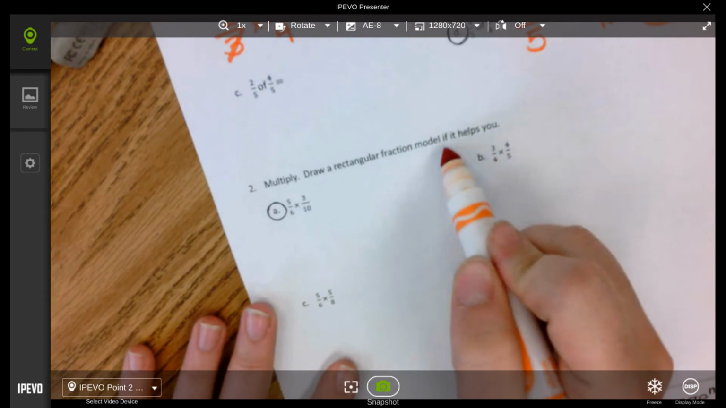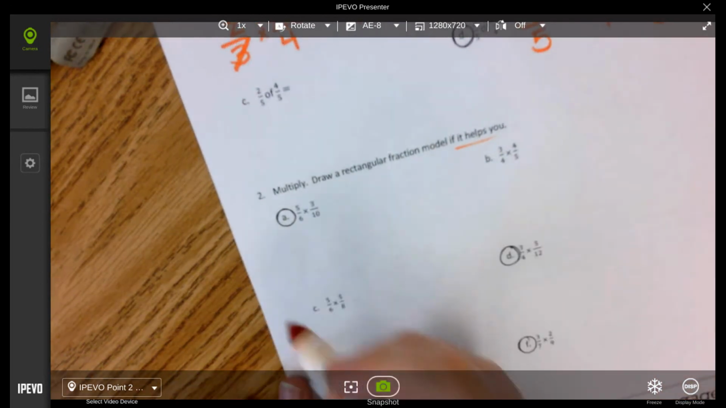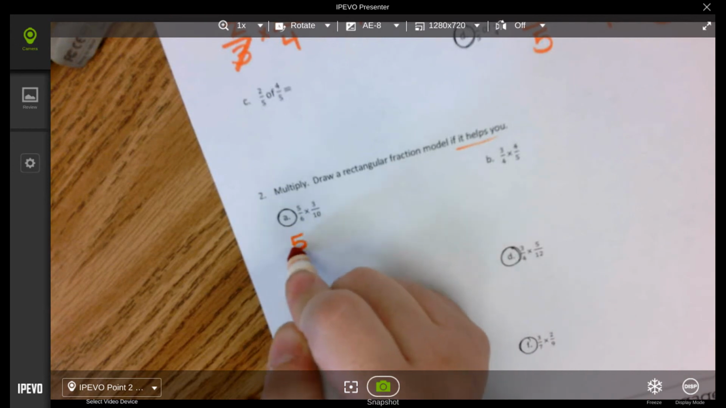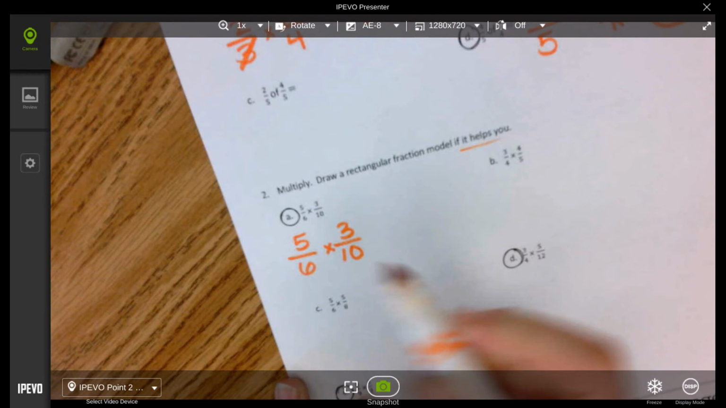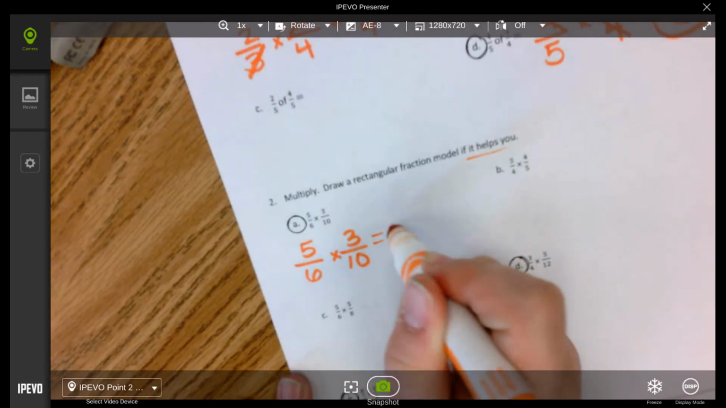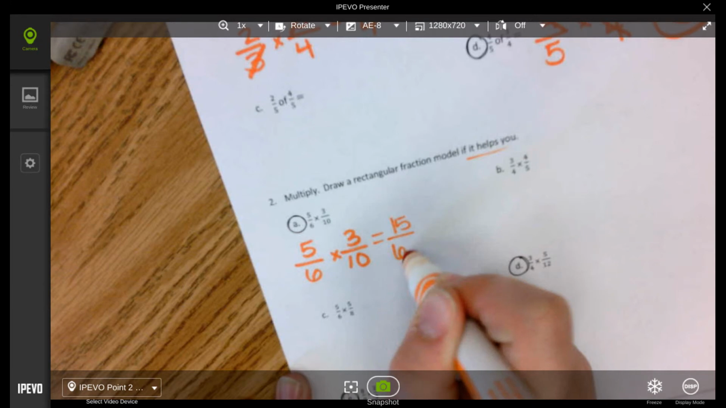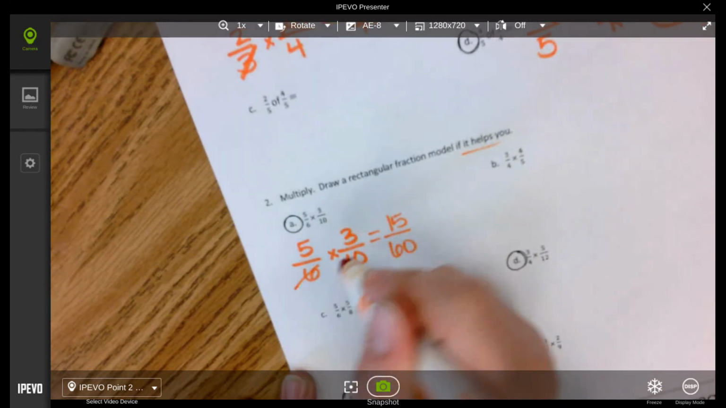Moving down onto this. Again, it says if it helps you. If you don't want to draw a rectangular fraction model, we don't have to, okay? So now I have 5/6 times 3/10. If you want to multiply it just straight across, you can absolutely do that, and you would get 15/60.